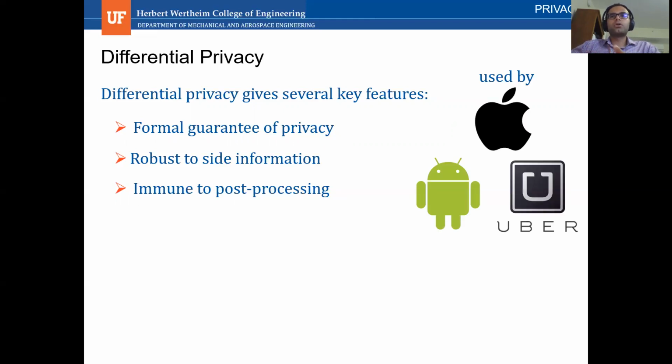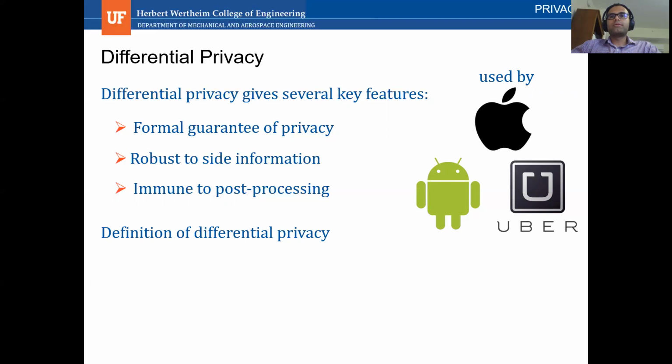For example, it is robust to side information and it is immune to post-processing. And what we mean by that is that any post-computation that you do on data that's already privatized by differential privacy is going to remain private. And we are going to touch upon this point down the presentation.